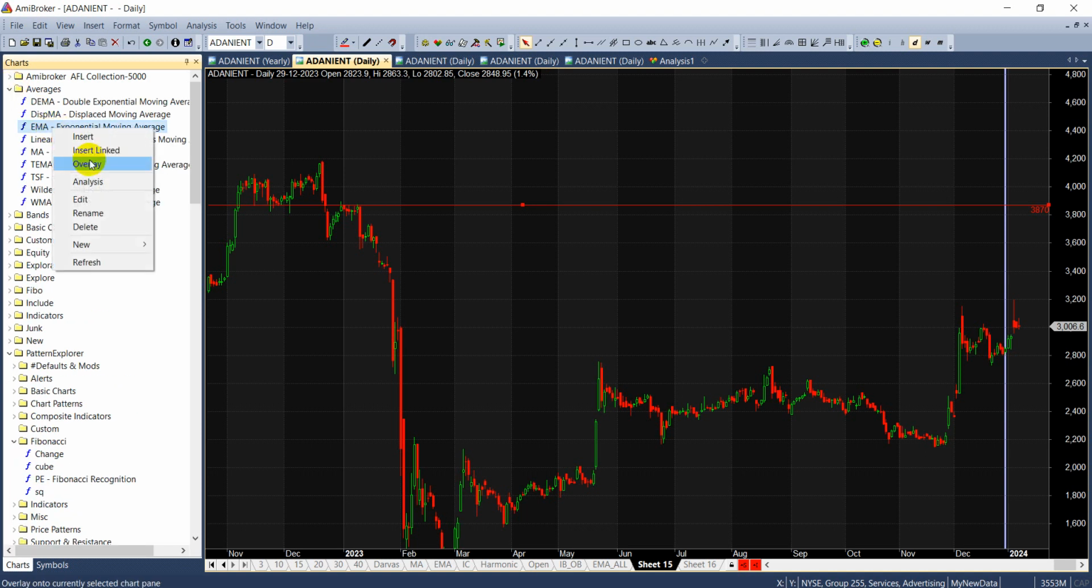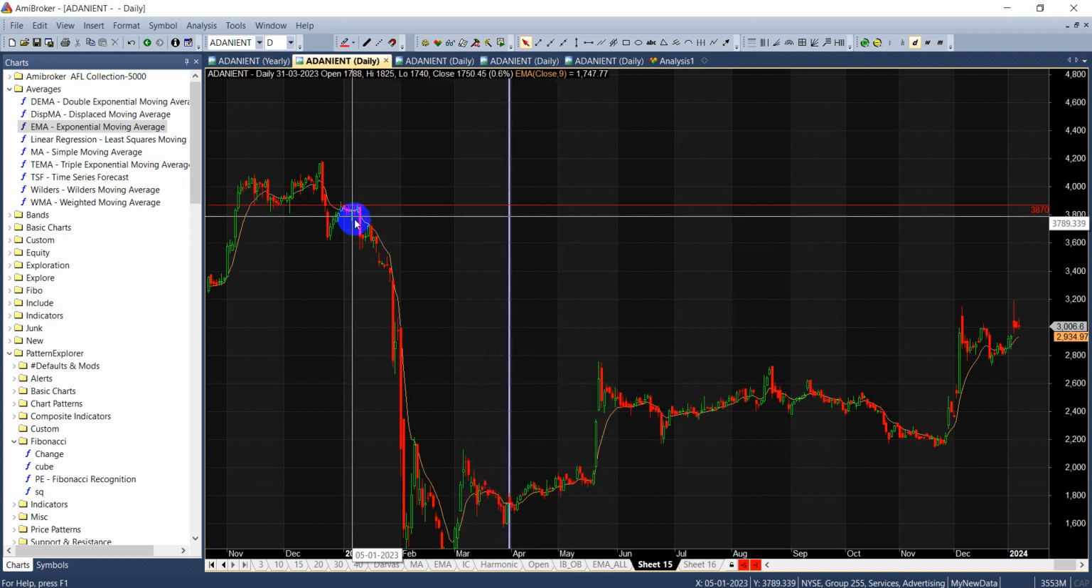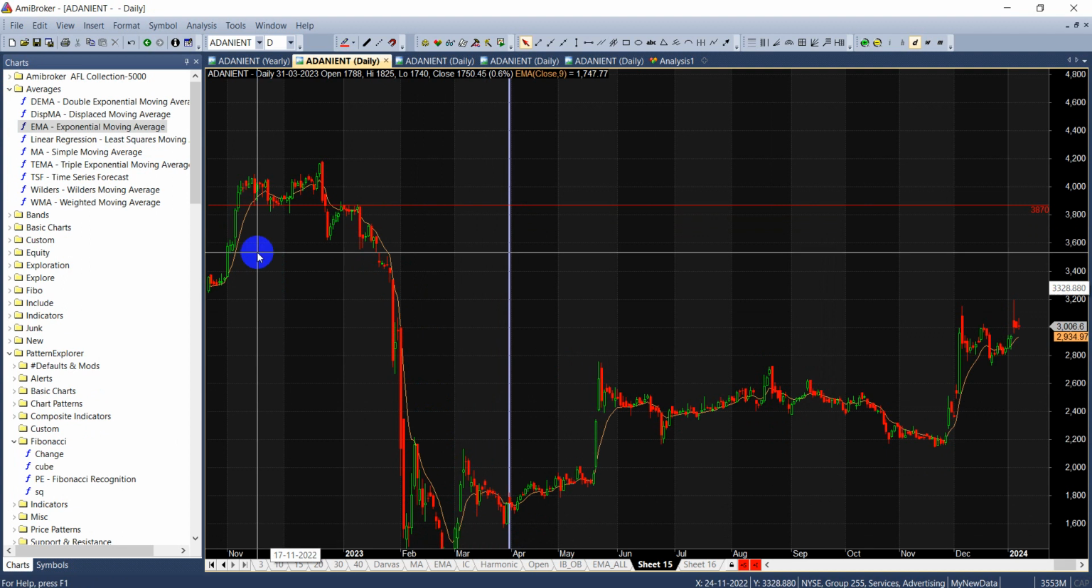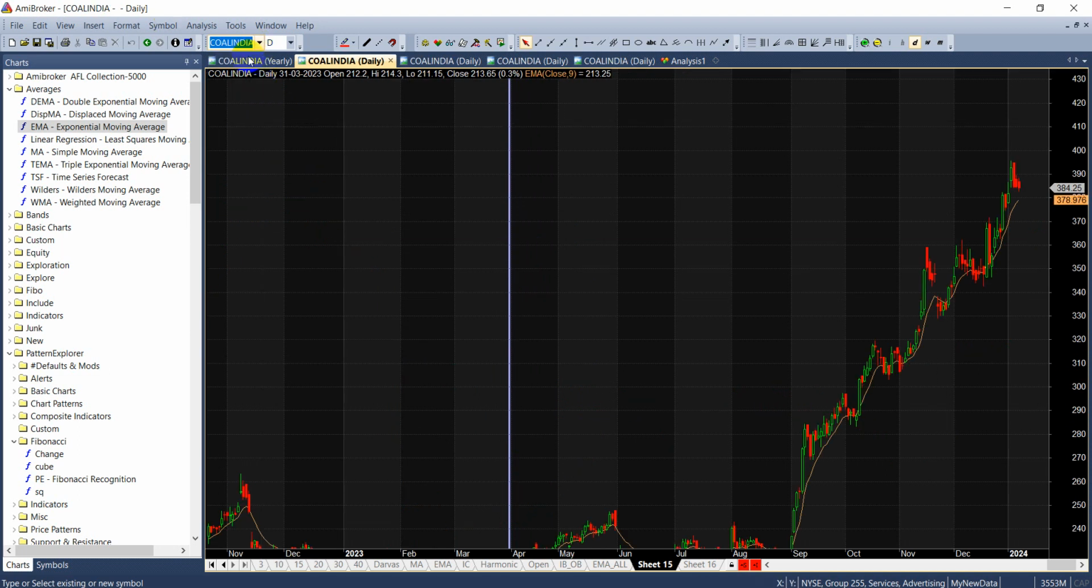Averages, EMA, overlay. Let's make it 9 EMA. See here, it breached the 9 EMA somewhere here. So somewhere here you have to book out, but still it was a big trade. Let's take some other stock. We'll take, let's suppose, Coal India. I mean, any stock. So this is very important.